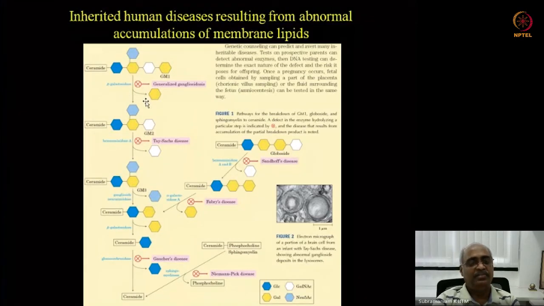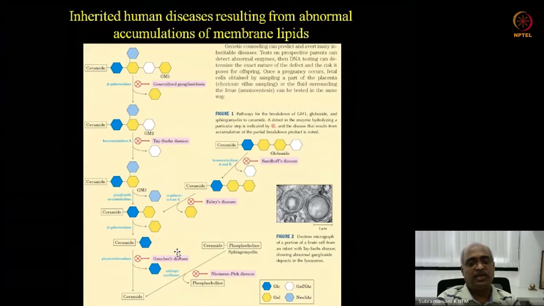Okay. And if this enzyme is not present, suppose someone has a genetic mutation and as a result they do not produce this enzyme, then they cannot hydrolyze this. And that leads to a disease called generalized gangliosidosis. Similarly, in another pathway, the next step actually, you have Tay-Sachs disease and so on. At each step, if that particular enzyme is mutated, you have a particular disease because of the failure to metabolize these molecules.